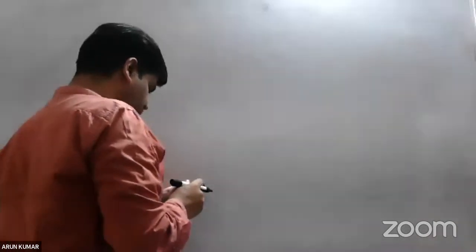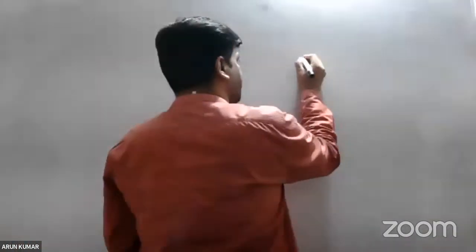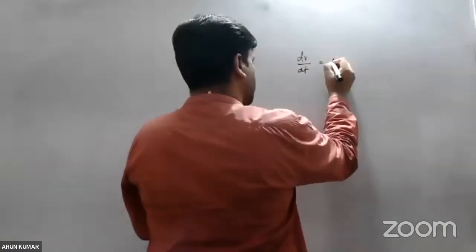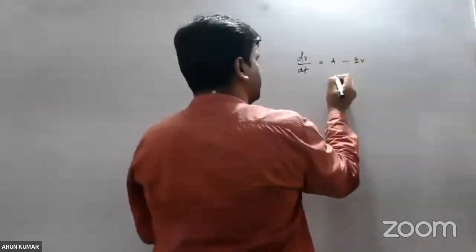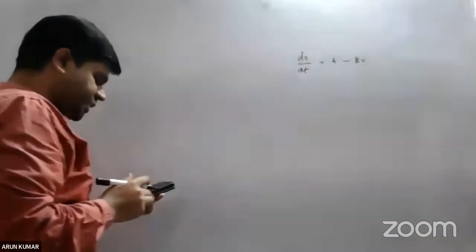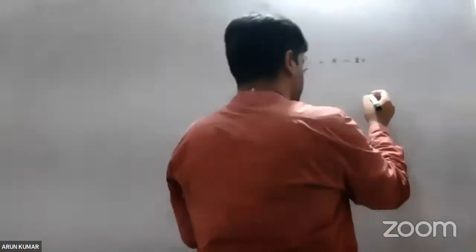It says the motion of a body falling from rest in a resisting medium is described by the equation dv by dt is equal to a minus bv, where a and b are constants. The velocity at any time t is given by, I'll give you the options, you tell me which is correct.